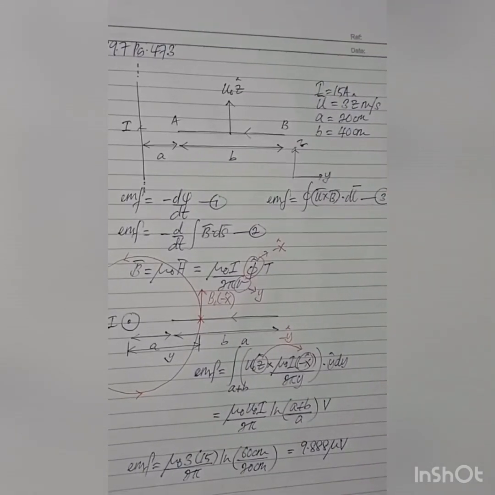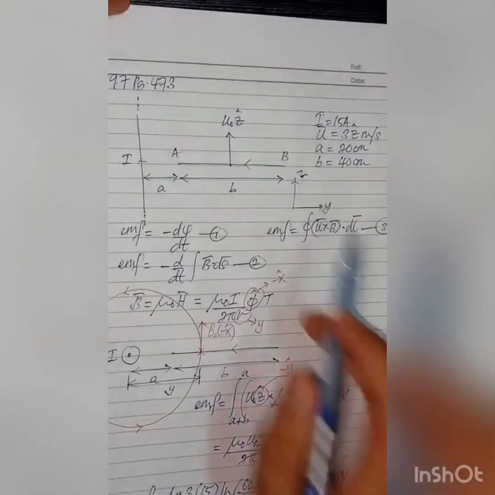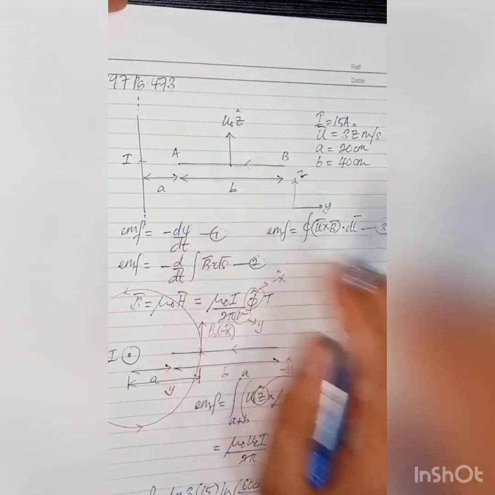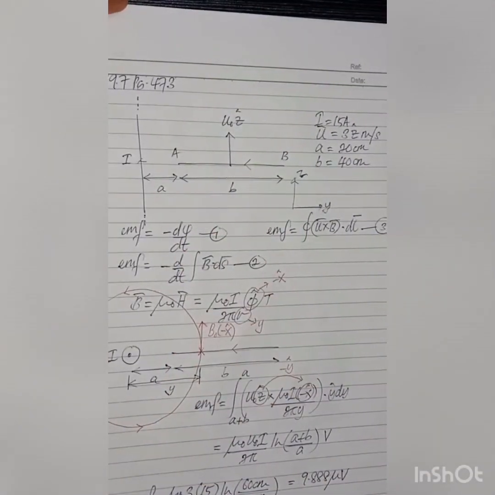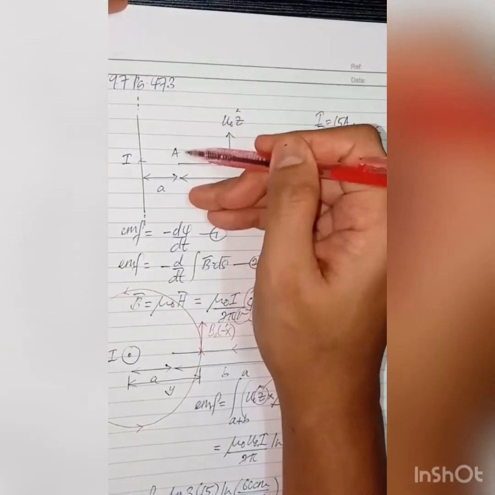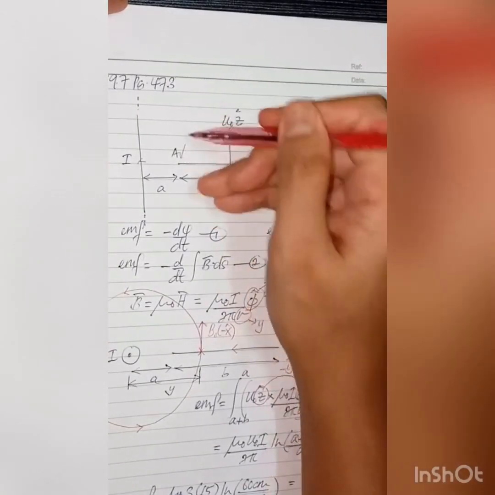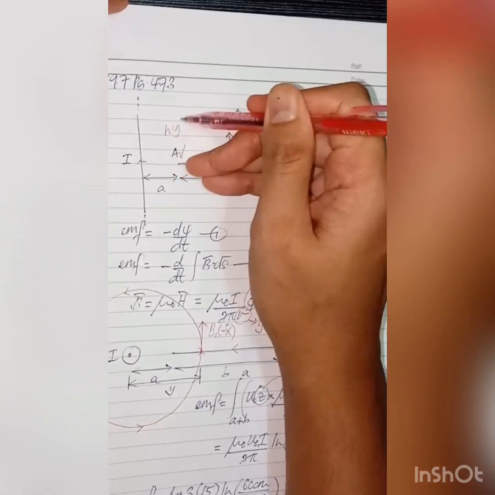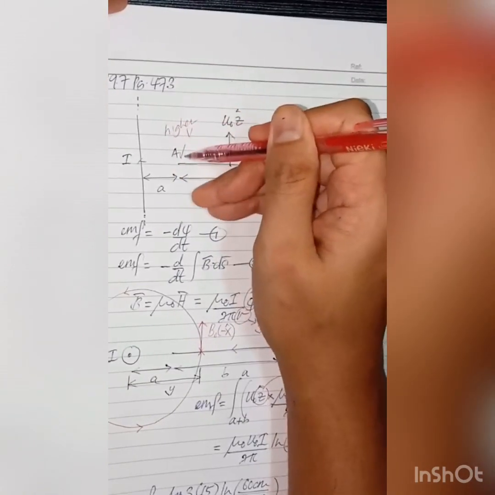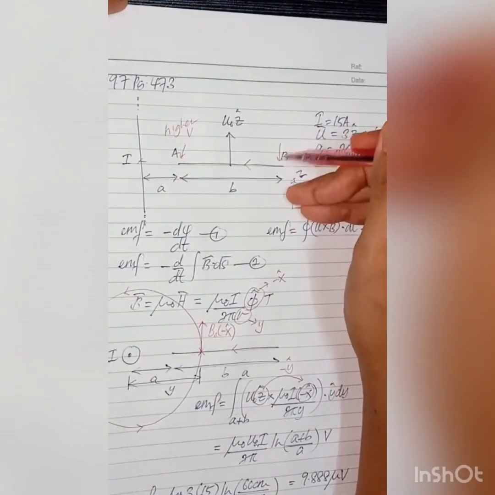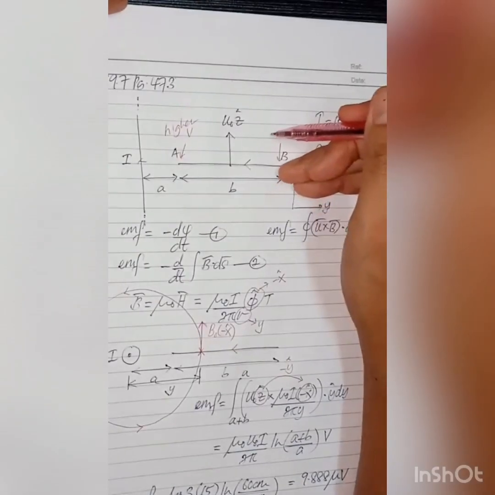microvolts. Okay guys, all right, look at the I direction. Now the current flows from B to A, so we can simply know that this terminal or this edge is at higher potential. Meanwhile, this edge or this terminal is at lower potential.